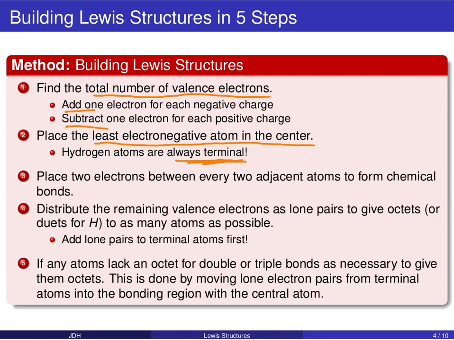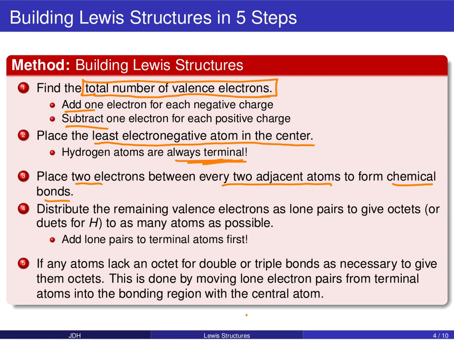Okay, so number 3, now that we've counted up the electrons and drawn out an initial outline of the structure, now we're actually going to start gluing together that outline. We're going to place 2 electrons between every 2 adjacent atoms to represent those chemical bonds. And we have to keep track of how many electrons we used up in this process, because we've got a total number of electrons from the first step, and we need to do some bookkeeping along the way.